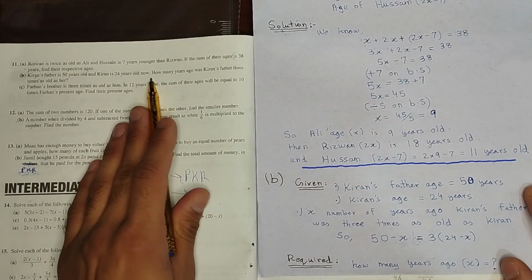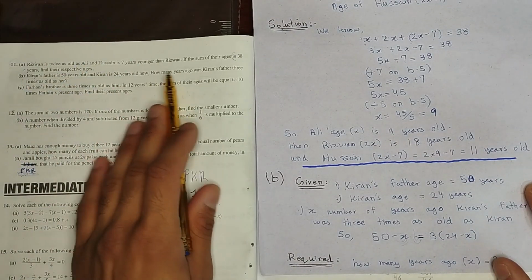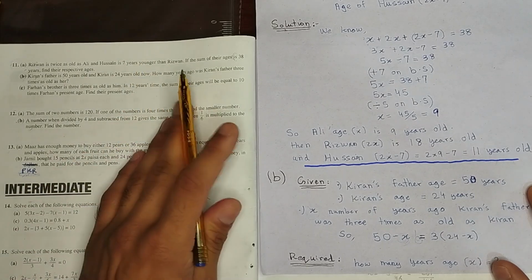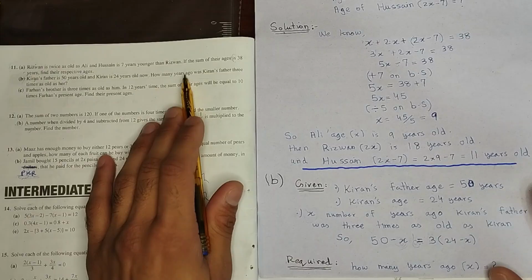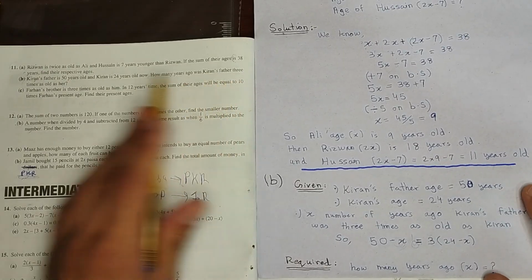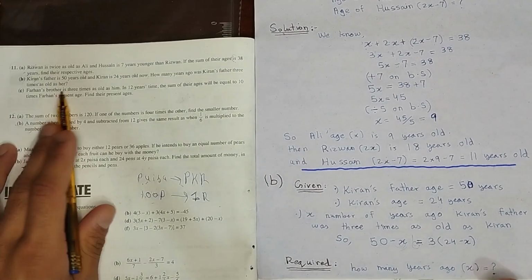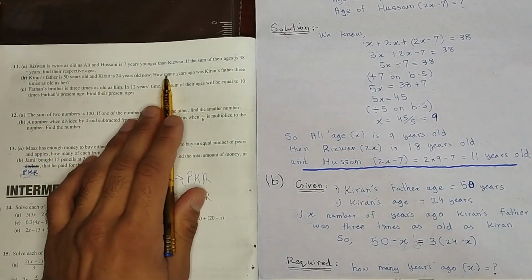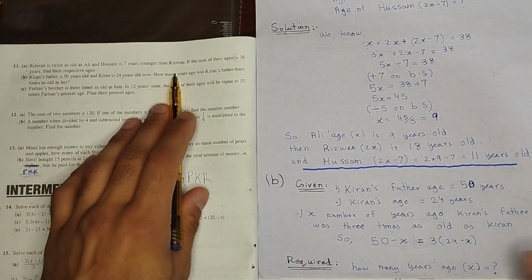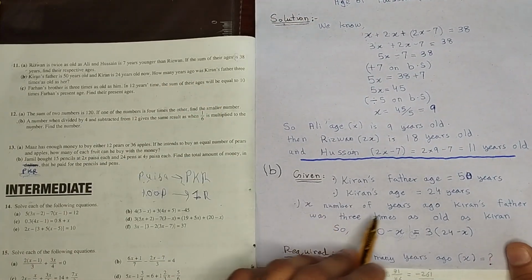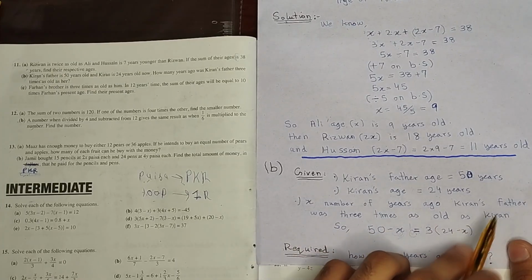Okay, then the question says how many years. It basically gives us the required here, but in the required we also get the equation. It says how many years ago was Kiran's father 3 times as old as her. So whatever the amount of years it's going to be, we're going to take them as x. So x is going to be the number of years ago Kiran's father was 3 times as old as Kiran.